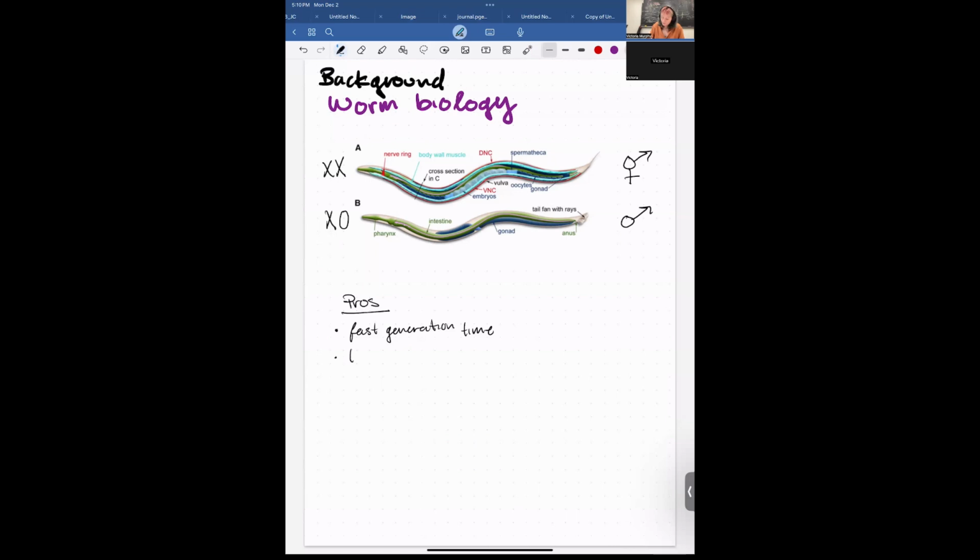They're also transparent. And this means we can view all the tissues in their body without the use of fixation. So we can watch them grow and develop live.